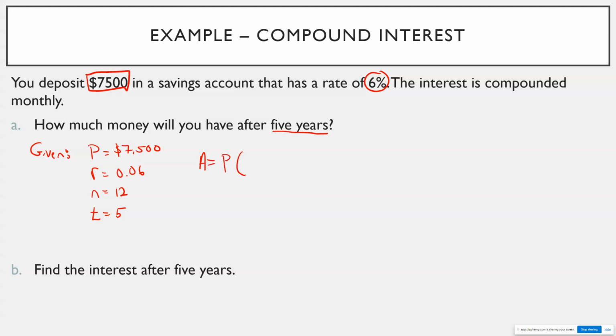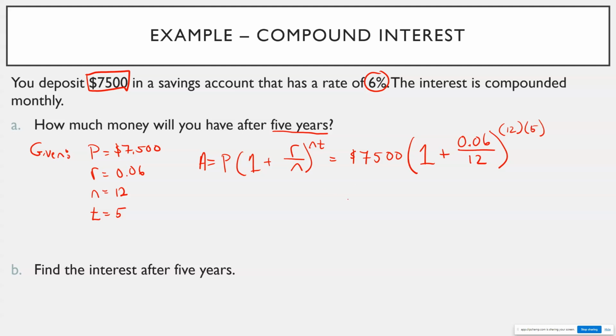All right, so how much money will we have in the account? Well, that's P times 1 plus the rate divided by n, raised to the n times t power. So we're going to take $7,500, multiply it by 1 plus the interest rate, 0.06, divided by 12. And a common mistake, you've got to be careful: you don't just raise this to the 5th power. You raise this to the n times t, so 12 times 5.